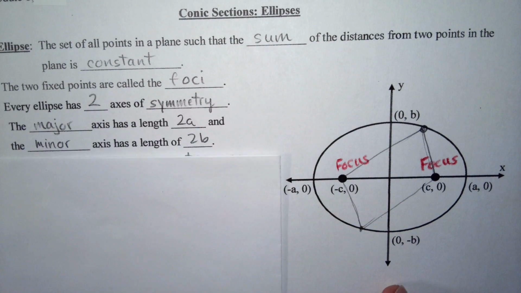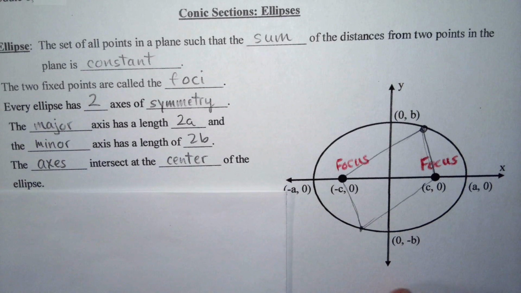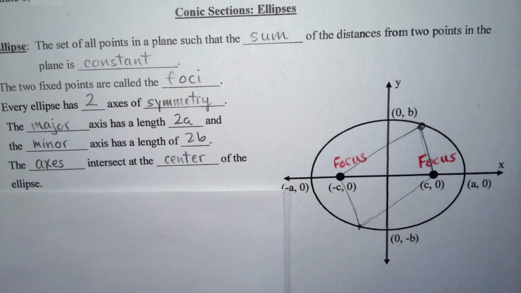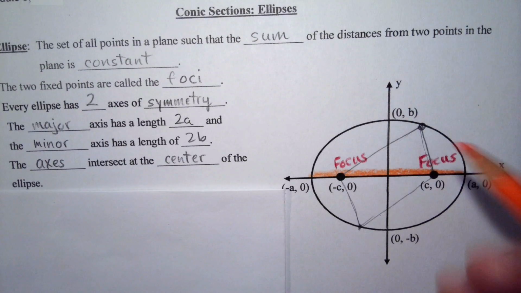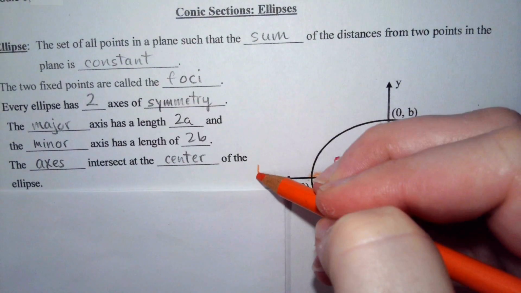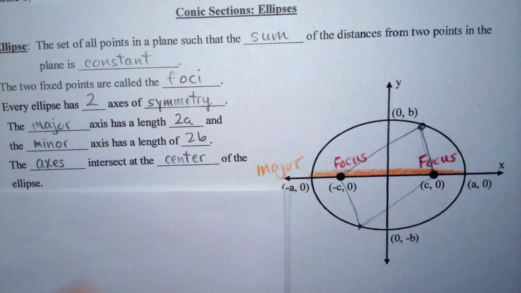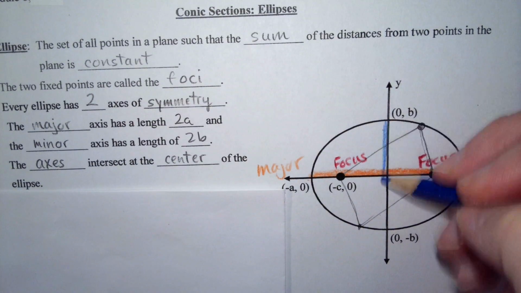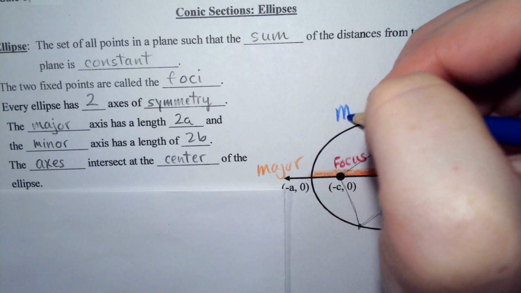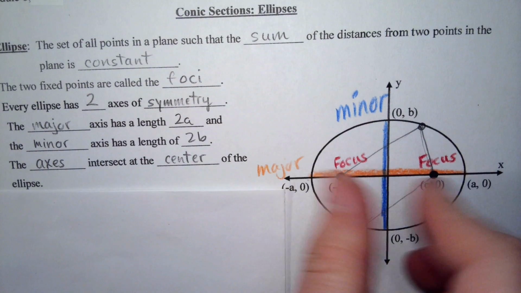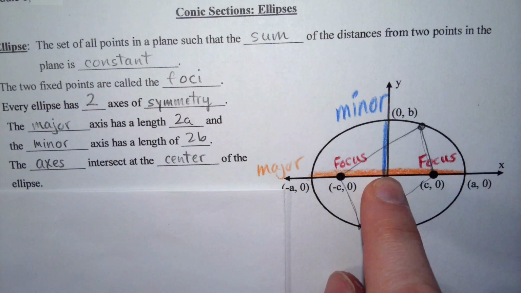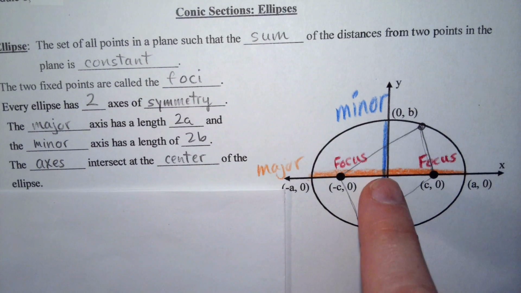Now some more definitions. So the major axis has a length of 2a units and the minor axis has a length of 2b units. So major is the much longer axis from negative a to a, and the minor axis from negative b to b. So major is longer, minor is smaller. And both of these axes are lines of symmetry and they intersect at the center here.